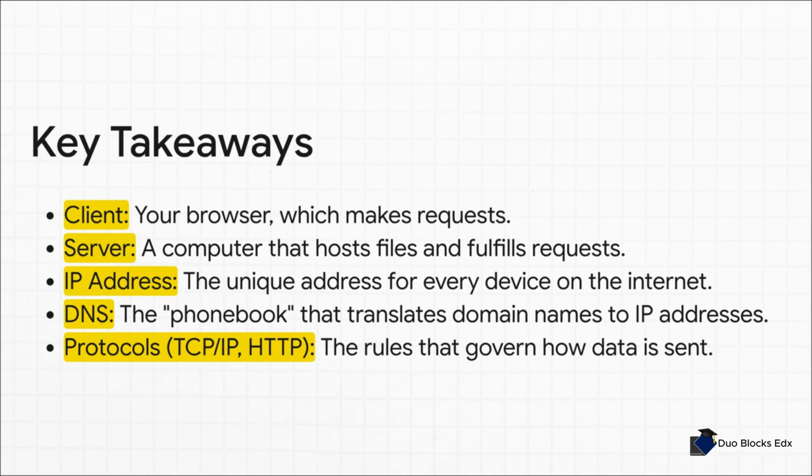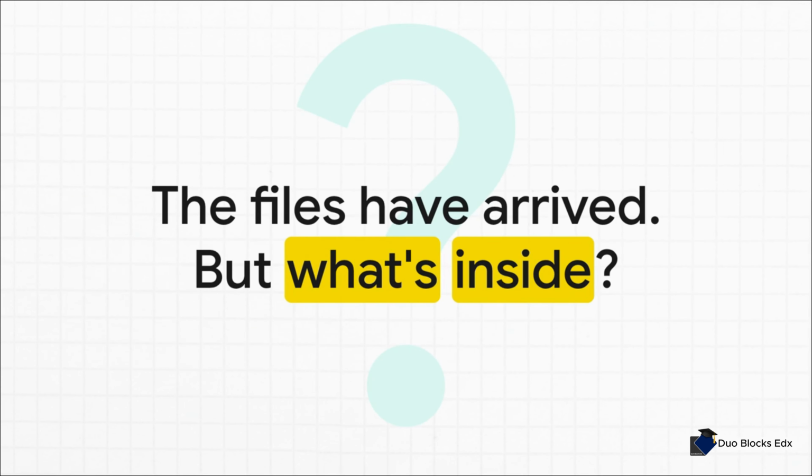The client is your browser, the one asking for stuff. The server is the computer that has the files and answers the request. The IP address is the unique postal address for every device. DNS is the internet's phone book that looks up that address. And protocols like TCP/IP and HTTP are the rules of the road that make sure everything gets sent and received correctly.